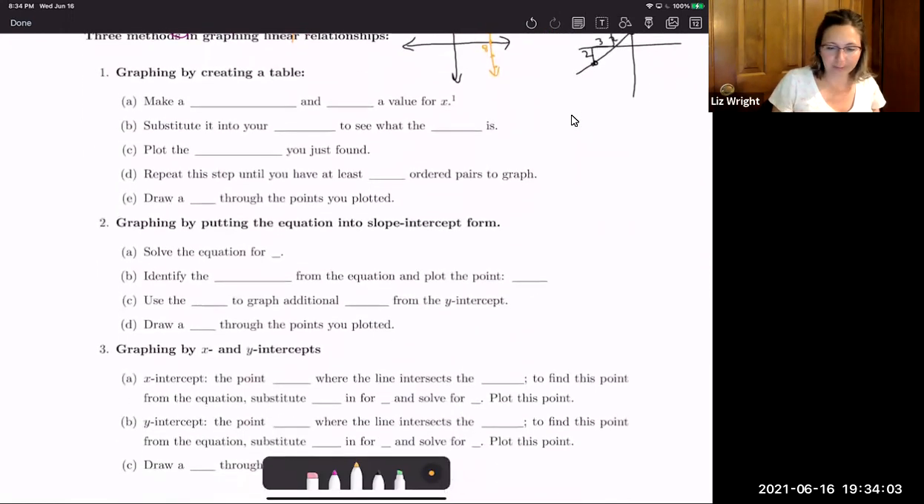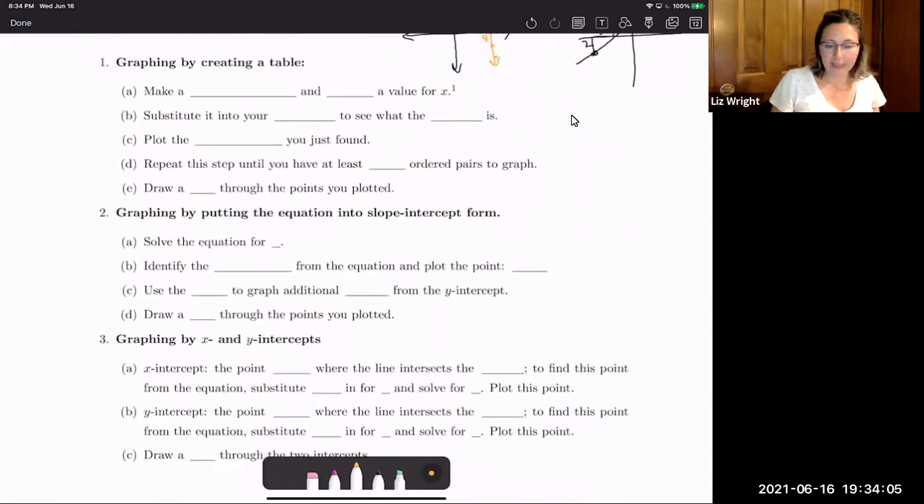All right, so our first technique that we're going to use to show you how to graph these is graphing by creating a table. So first, we are going to make a 4-column table.